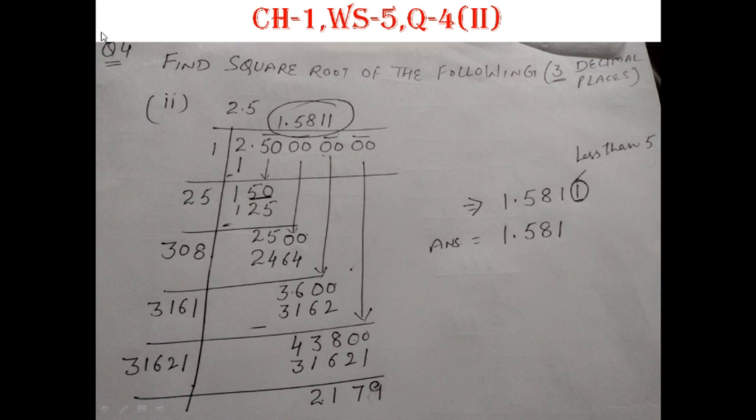It is the second part of question number 4. The question is, find the square root of 2.5. The method will be the same, long division method, but how you have to make pairs, I'll explain here. First of all, write this number here, 2.5.